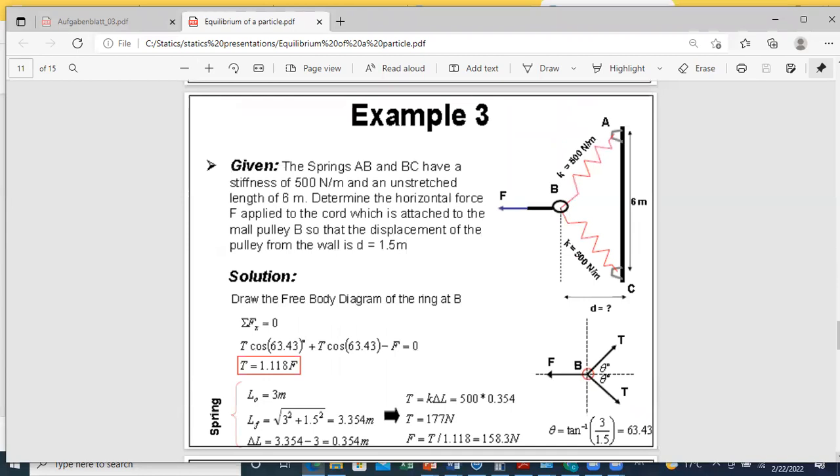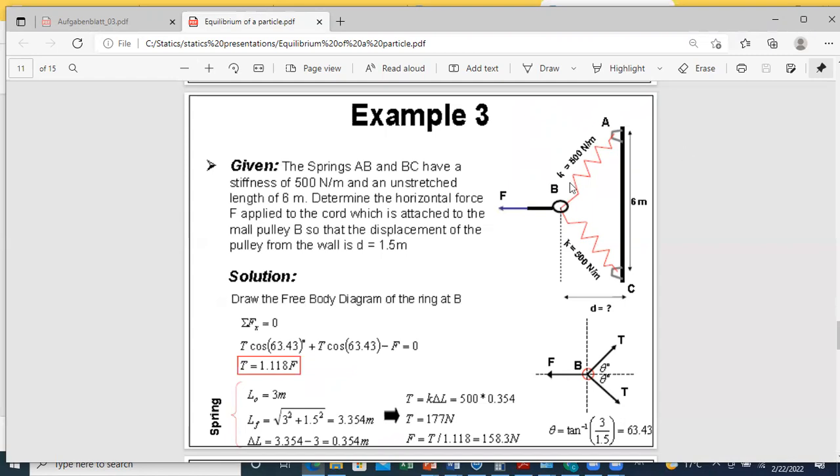Another example, we have springs AB and BC have a stiffness of 500 Newton per meter and a non-stretched length of 6 meters. Determine the horizontal force F applied to the cord, which is attached to the small pulley B, so that the displacement of the pulley from the wall is D equal to 1.5 meters.